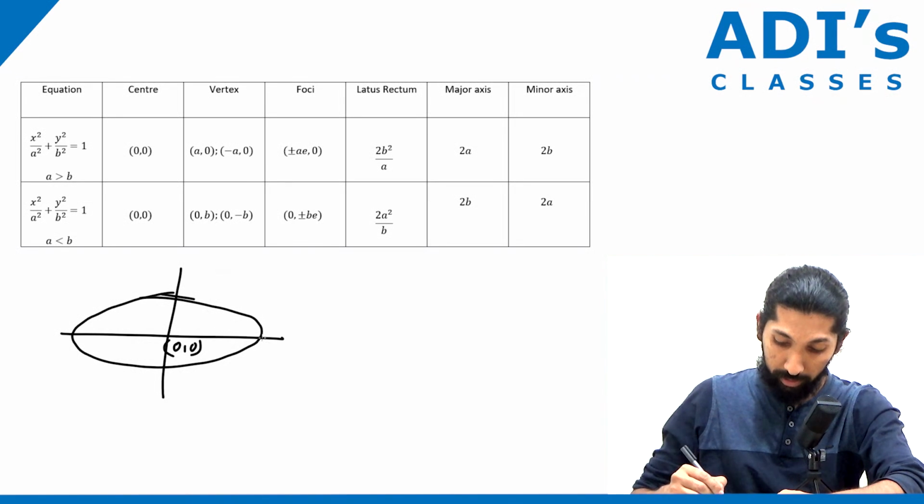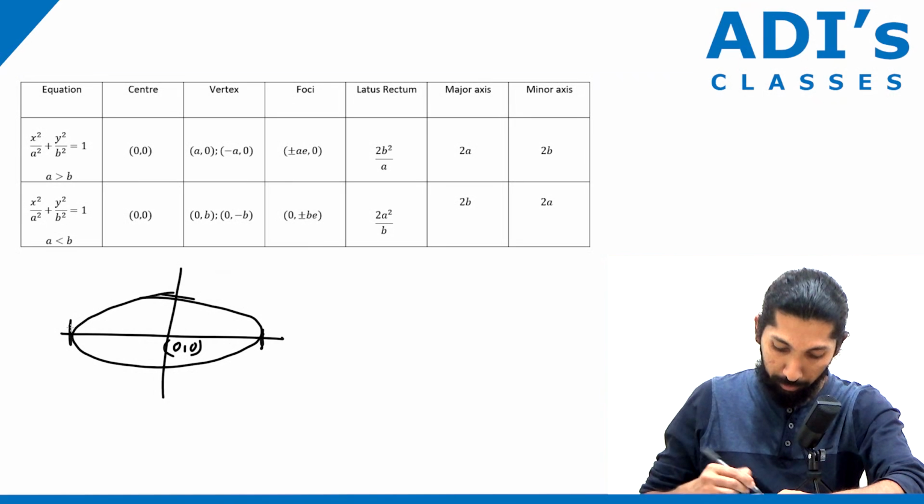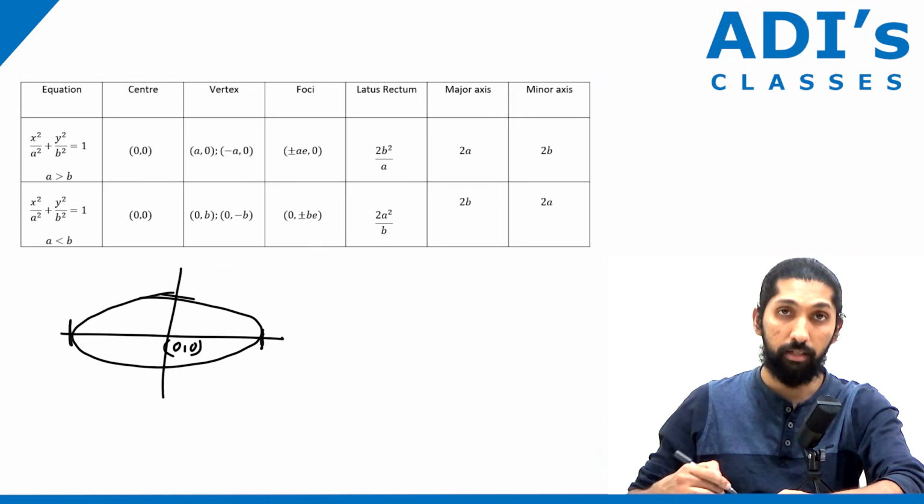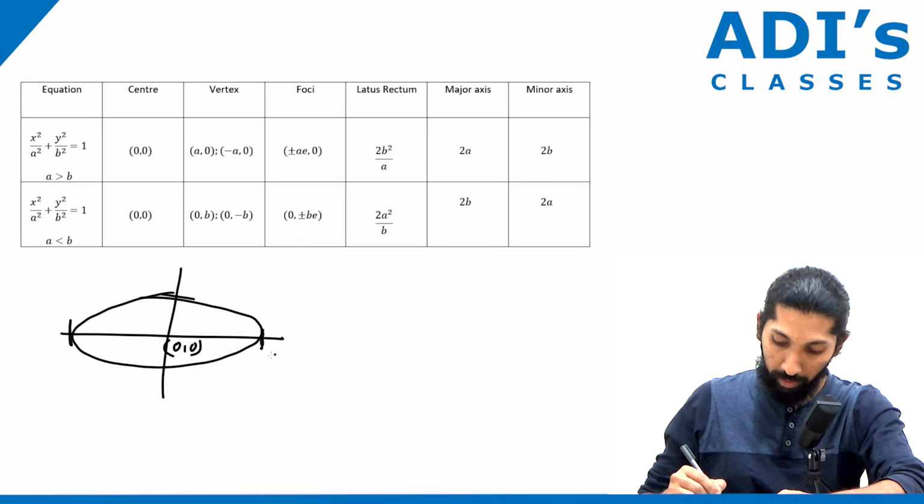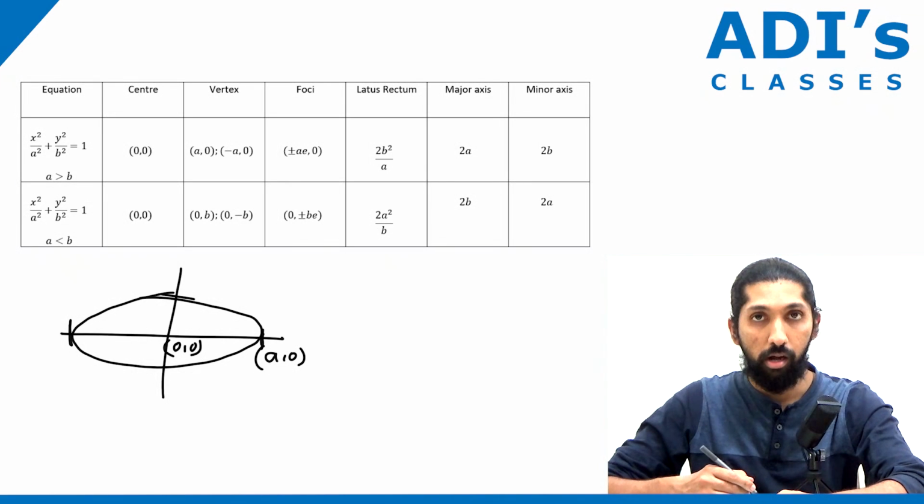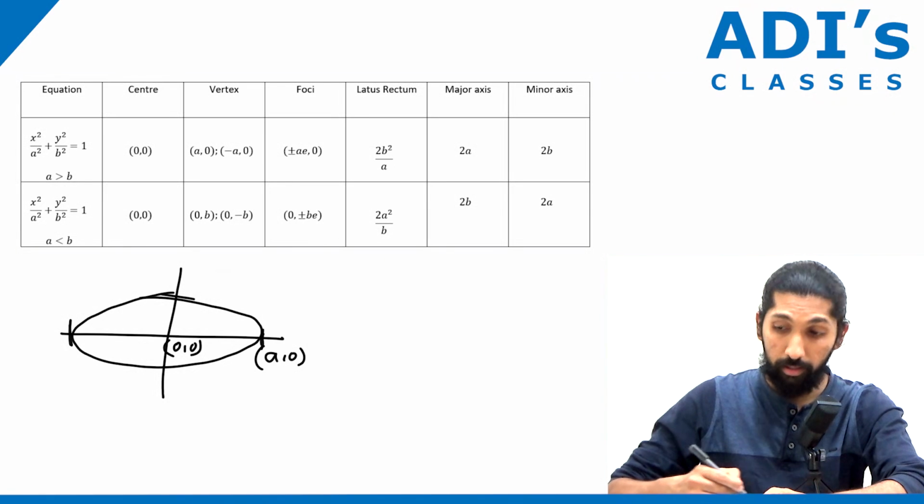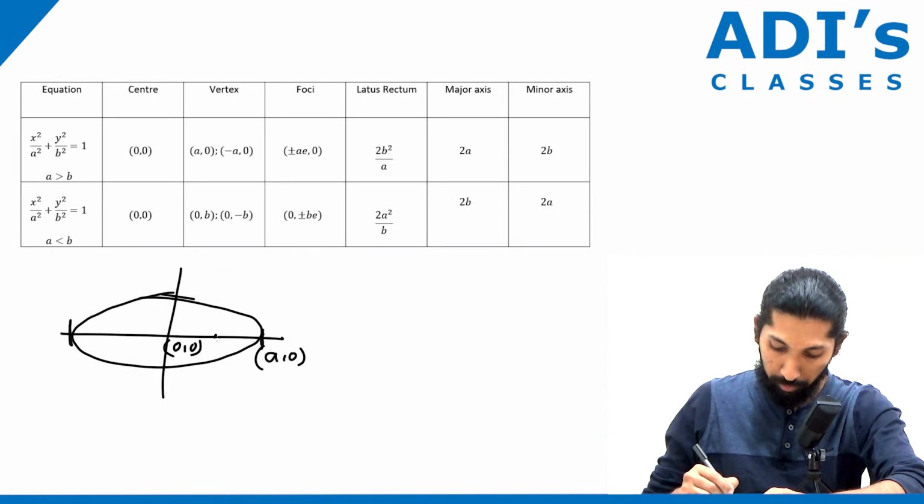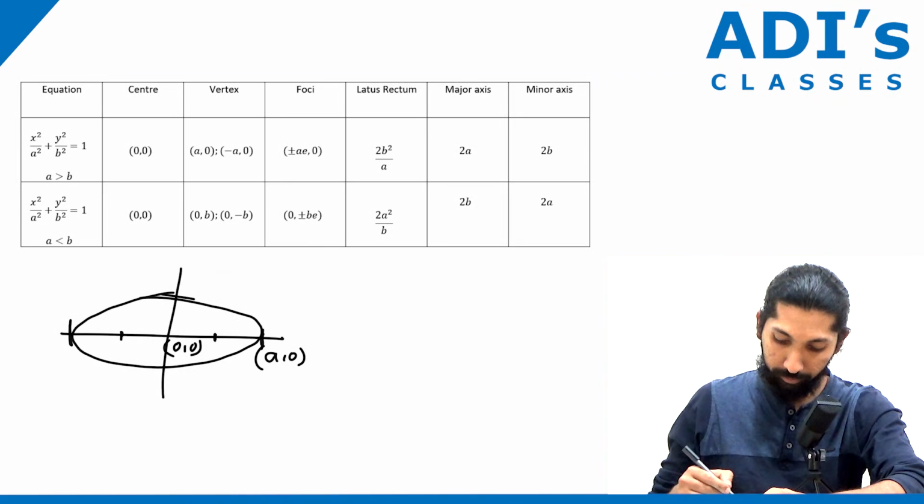Then we have the vertex. So vertex is these two end points, isn't it? So end points are a, comma 0 and minus a, comma 0. Next, the two foci. So foci is going to be this point and this point.